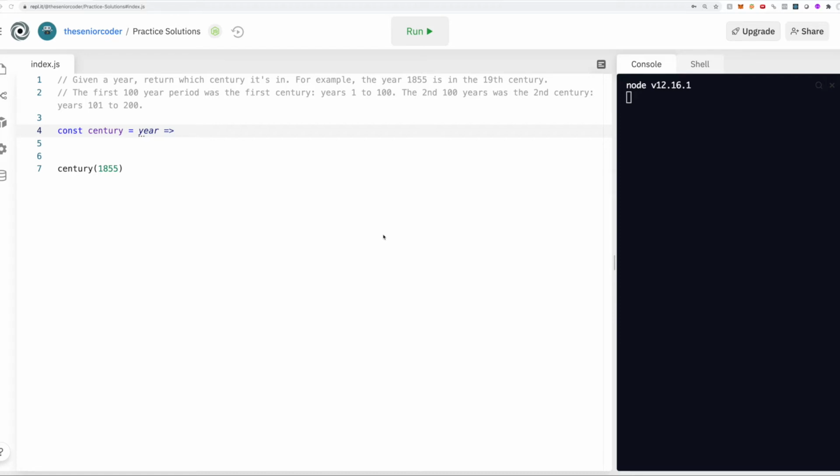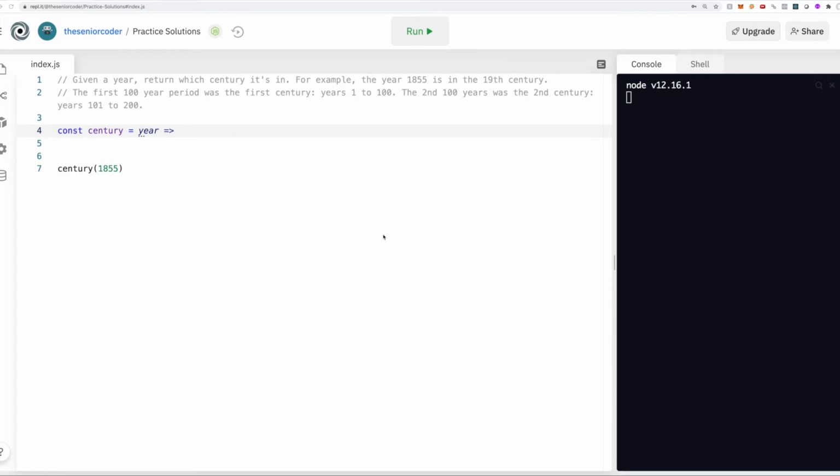If we go back to the first century, the first 100-year period was the first century. So that was years 1 to 100. Of course, there's no year 0. It starts with year 1, goes to 100. The second 100 years was the second century, so years 101 to 200.